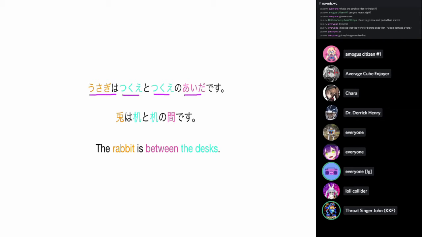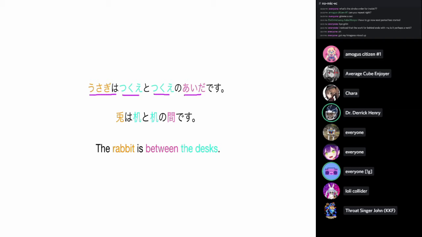So if it was between two different objects, would the sentence just be the same, but one of the objects would be replaced with something different? Yeah, so for example, if you said the wall, right? Wall is kabe. So, usagi wa tsukue to kabe no aida desu. Oh. And it's between the desk and the wall. So it is exactly the same as in English in that case.